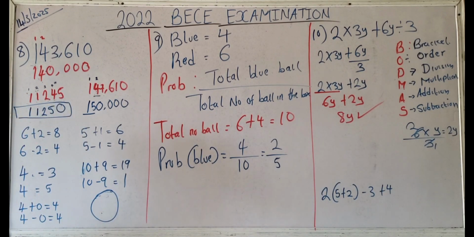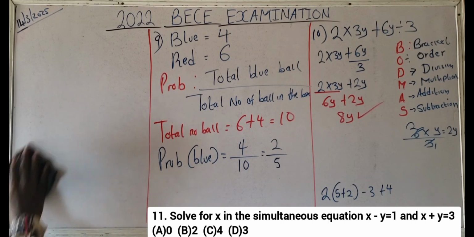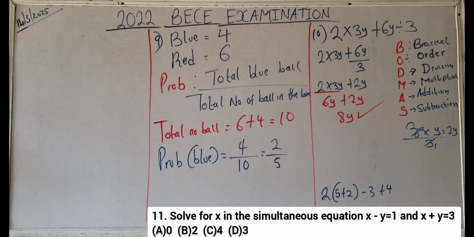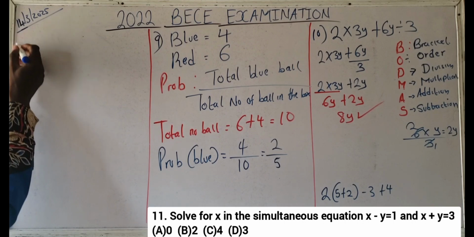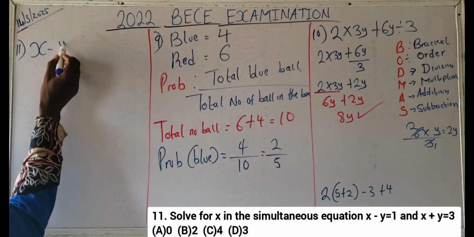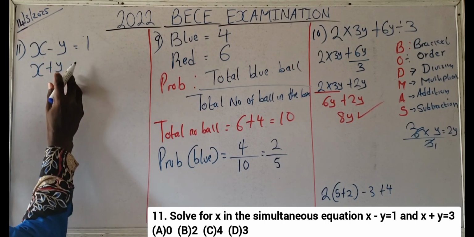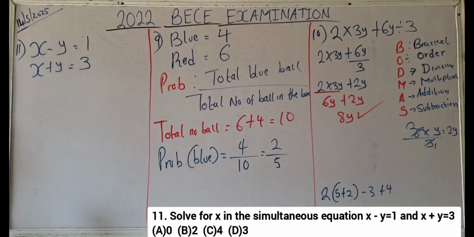Now let's proceed to question number 11. Simultaneous equation. Okay, now listen. Solve for x in the simultaneous equation x minus y equals 1 and x plus y equals 3. We are asked to solve for the value of x in the simultaneous equation x minus y equals 1 and x plus y equals 3.